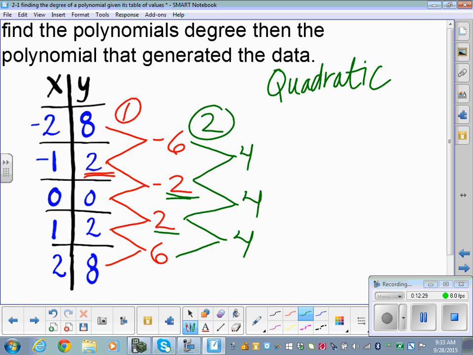So this is quadratic. Now, the next part is even easier, guys. Your calculator is going to do all the work. As long as you can figure out if it's quadratic, cubic, linear, whatever, your calculator does the next part, okay? So we know it's quadratic. So now it wants to know the actual polynomial.